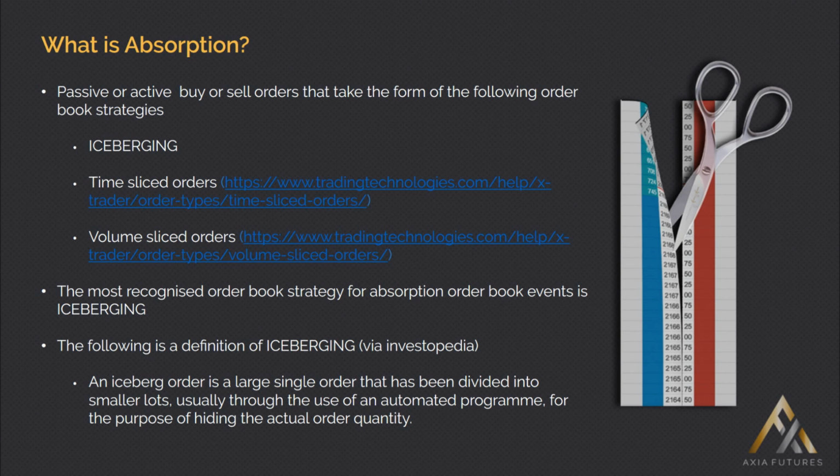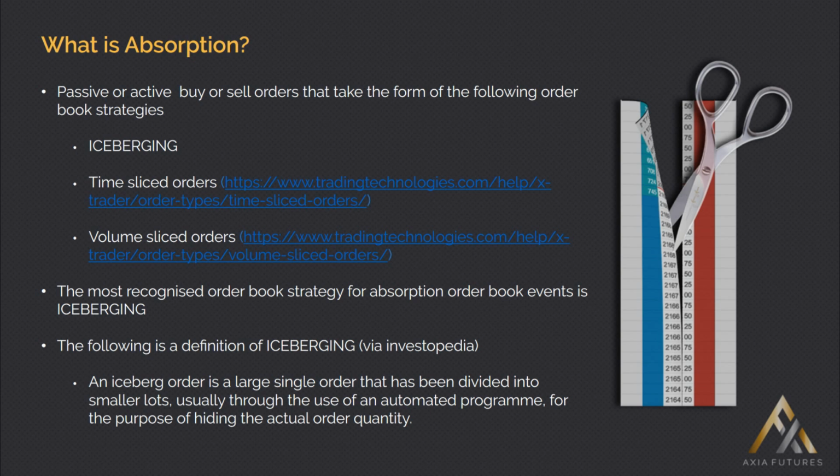Then you also get volume slice orders. Again, click on that link to understand what a volume slice order is. And remember, the most recognized order book strategy for absorption order book events is iceberging. And again, this is when someone is trying to hide their orders away by not displaying their entire order. And then as the market trades into it, the price effectively starts reloading in a classical, simple vanilla iceberg.